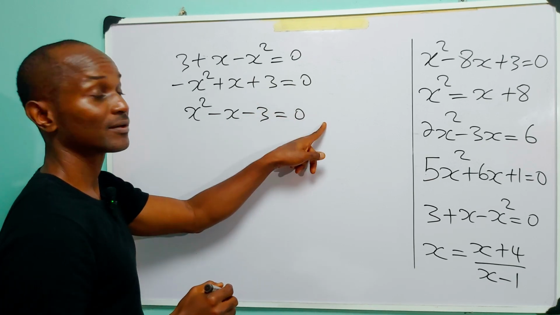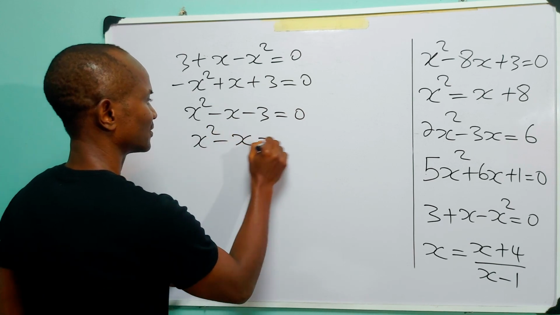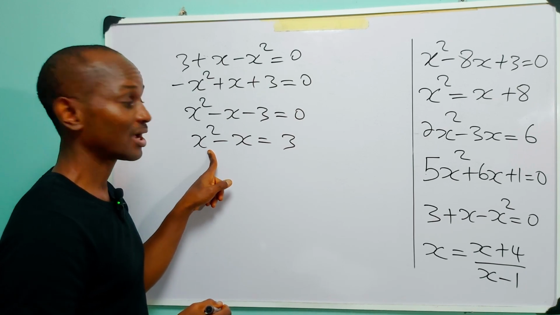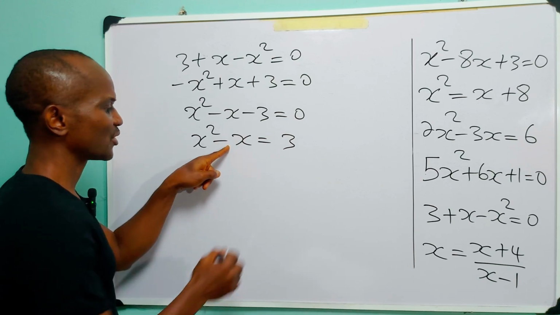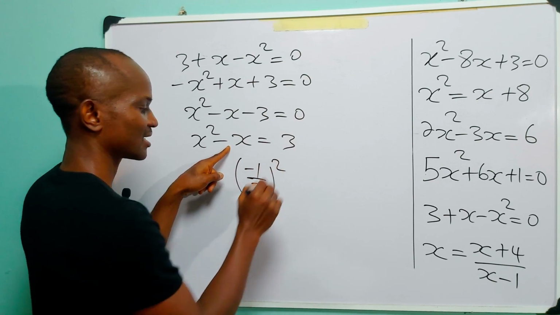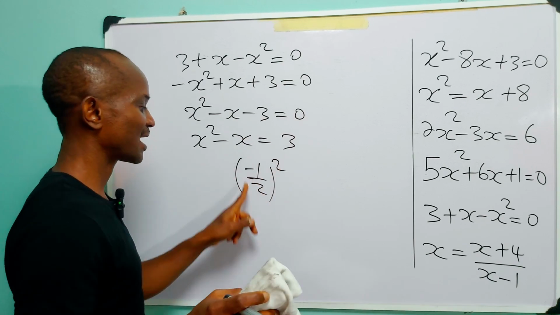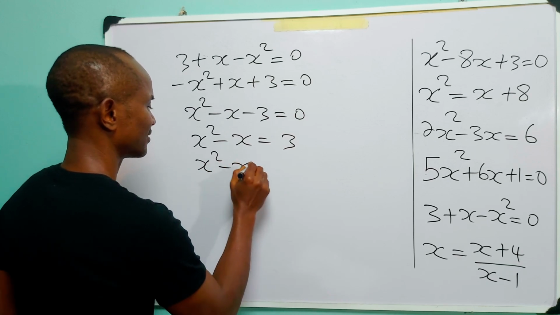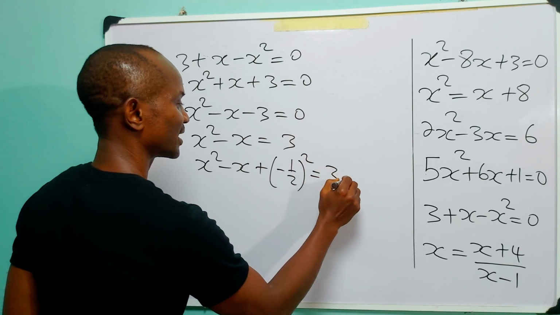Now the next step is to take the constant term over to the right hand side of this equation. So we have x squared minus x is equal to 3. The next step is to add the square of half the coefficient of x to both sides of this equation. Now, what is the coefficient of x? It is minus 1. Half of that is minus half, and the square of that is minus half squared. So this is the quantity that we will be adding to both sides of this equation. So we have that x squared minus x plus minus half squared is equal to 3 plus minus half squared.